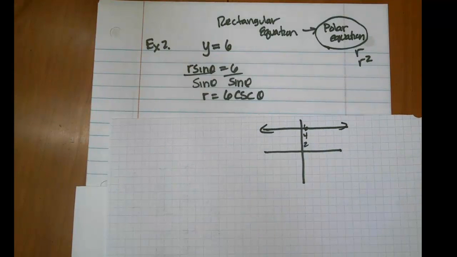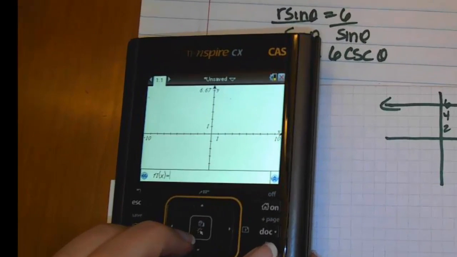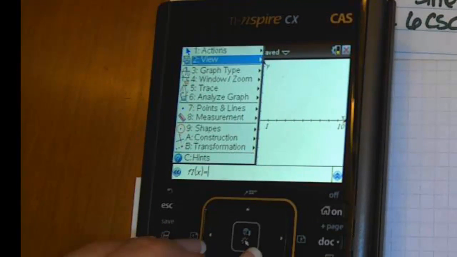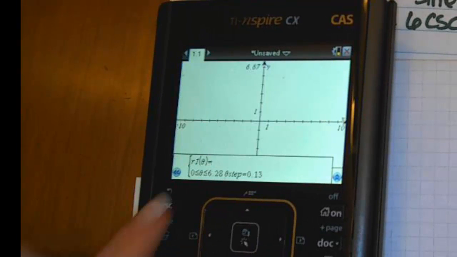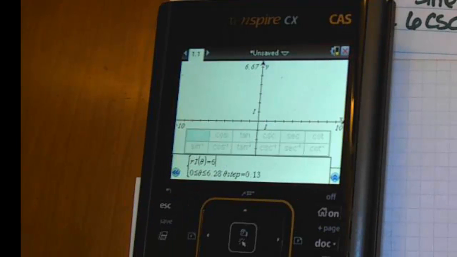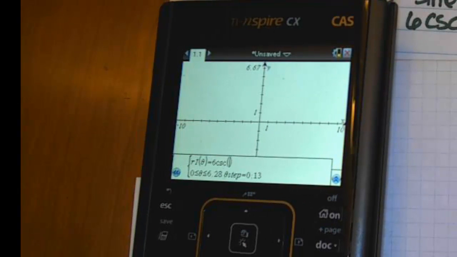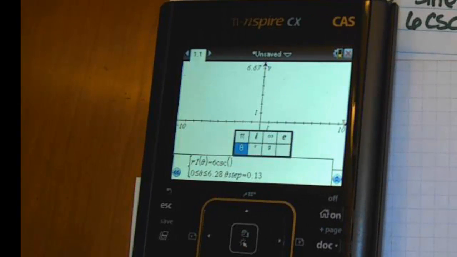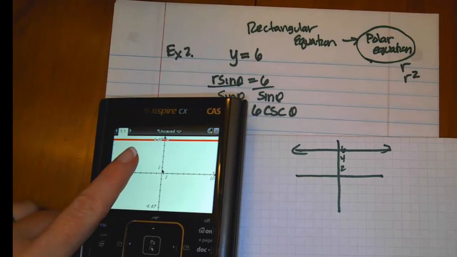All right, I'm going to use some technology to graph it in polar. Okay, so here's a good picture. I'm going to head to menu, go down to graph type, and go down to polar. And notice how I have r1 of theta, and I'm going to graph 6 cosecant theta, and theta can be found from the pi menu. And when I graph it, notice how I get the same thing in polar format.